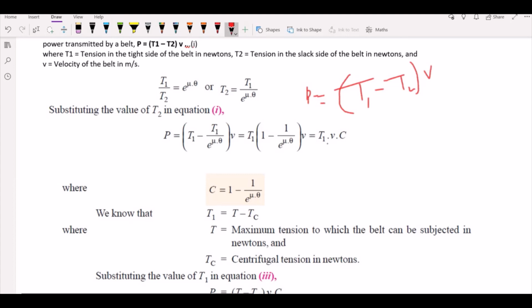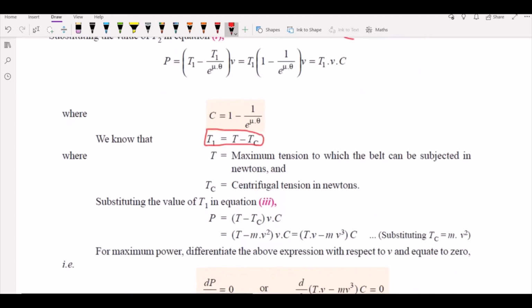Okay, from here I am trying to calculate the C value from relations 1 and 2. C is nothing but 1 minus 1 by e power mu theta. From this we know that, considering the centrifugal tension, you will be having a power transmission. From here, T is equal to T1 plus TC. From this I can calculate T1 by simple substitution. From this relation I can calculate the power as (T minus TC) into V into C.